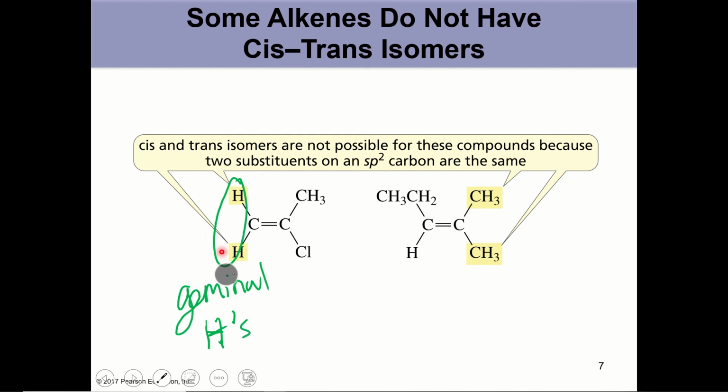So these hydrogens in 2-chloropropene are geminal hydrogens, and the methyl groups on the molecule at the right are geminal methyl groups. And so geminal and vinylic are terms that are used to describe where groups are located in a molecule.